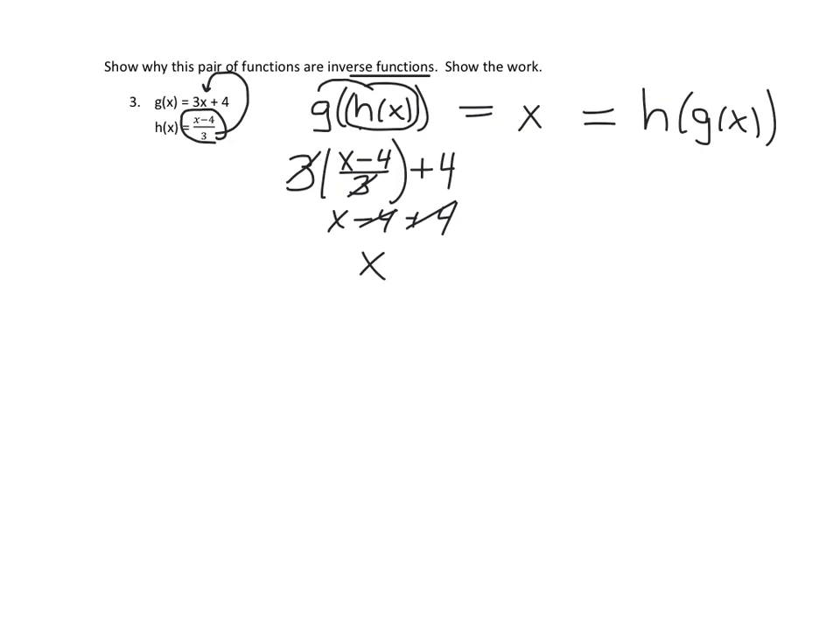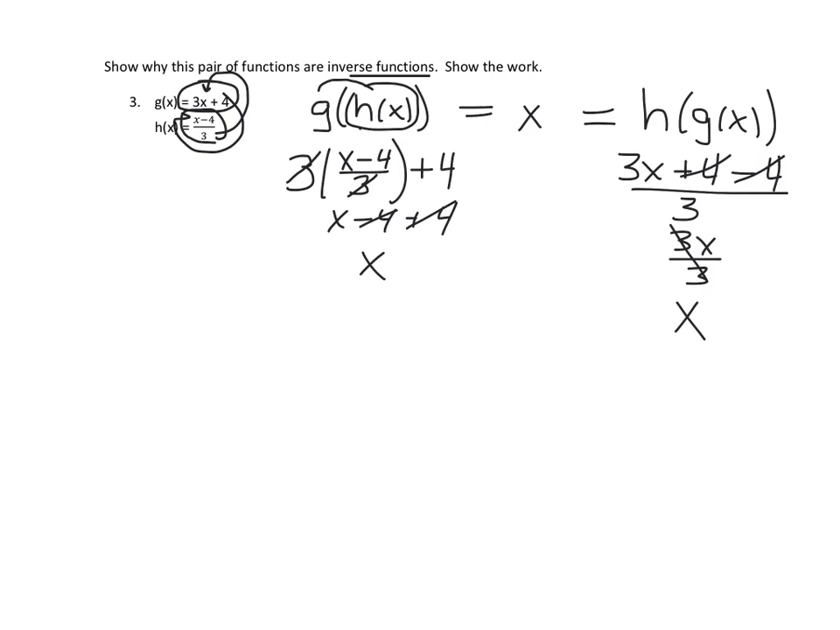I also have to show it the other way, so putting g into h, I would have 3x plus 4 minus 4 all over 3. The plus 4 and minus 4's would cancel, and then 3x divided by 3. The 3's cancel and we get x. So therefore, yes, they are inverses. If either of these do not equal x, then they are not inverses.